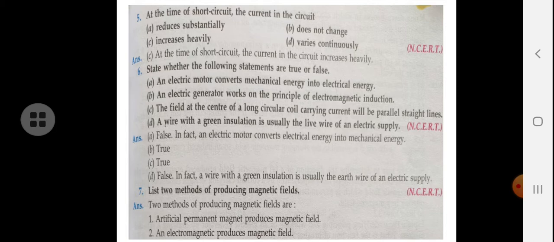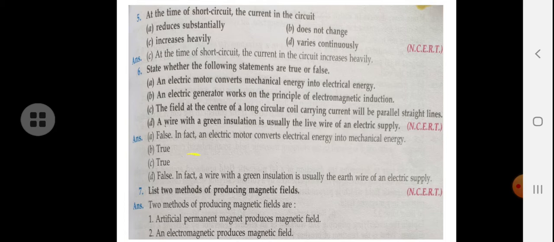Question number 6. State whether the following statements are true or false. First, an electric motor converts mechanical into electrical energy. So it is false, because an electric motor converts electrical energy into mechanical energy. B. The electric generator works on the principle of electromagnetic induction.